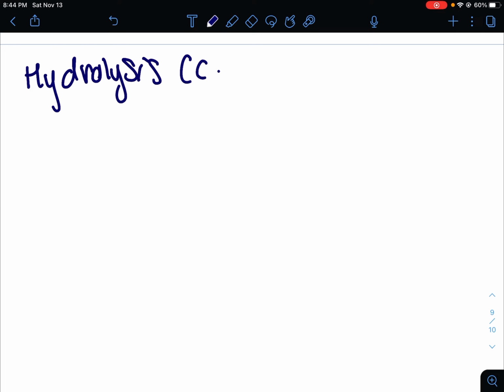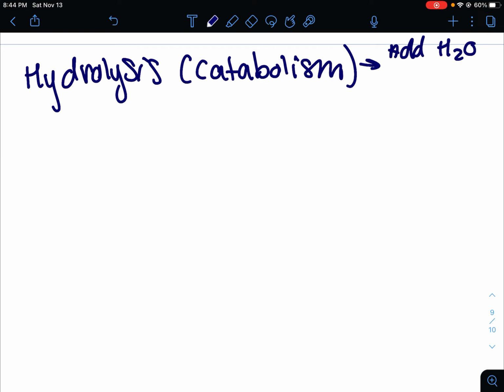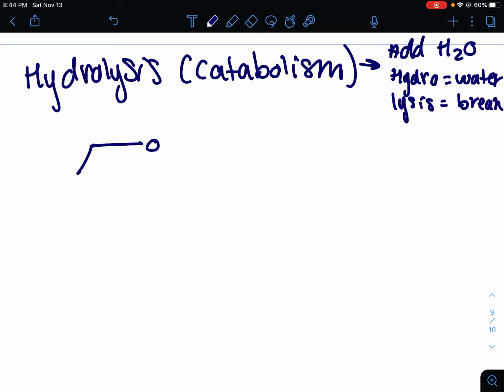For hydrolysis, remember this is catabolism. And this is when you add water. Hydrolysis actually means water for hydro, and lysis means to break. So we're adding water to break a bond. So we would start with like our glucose.